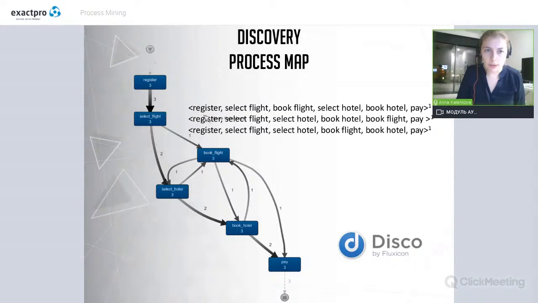Let's check, by the way. Yeah, so you see there are 3: register, select flight, register, select flight, register, select flight. So we put 3 here. Hope I've answered your question. And also, for instance, book flight goes after select hotel only once, and here we can see 1 near this arrow. The next question: can we take session, pause day, or their combination as case ID?